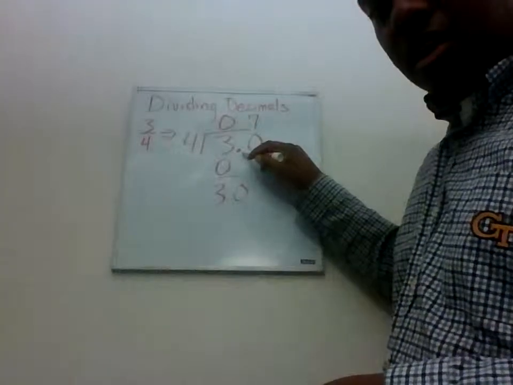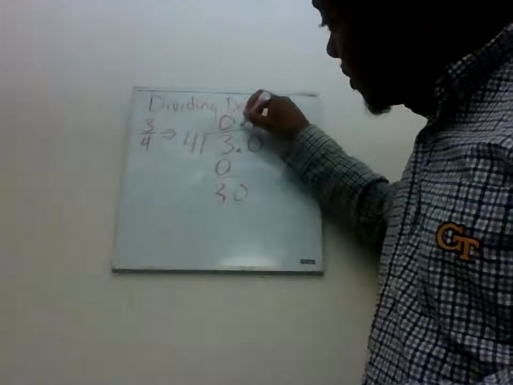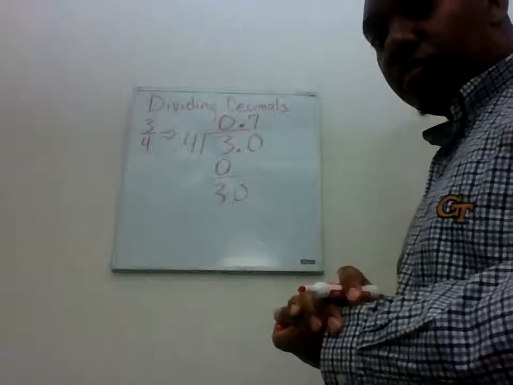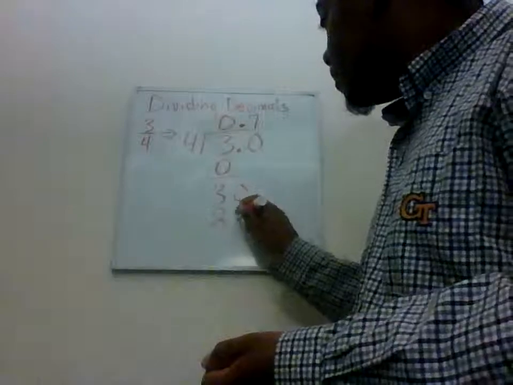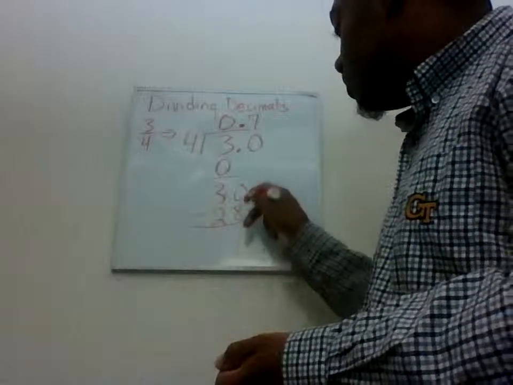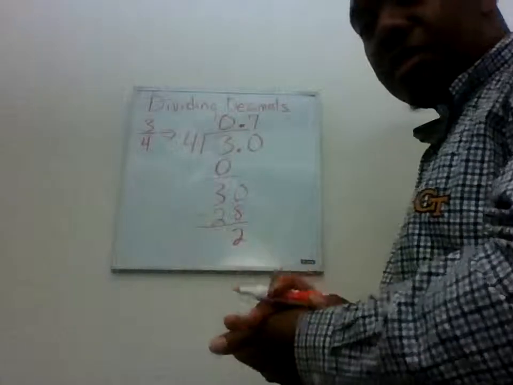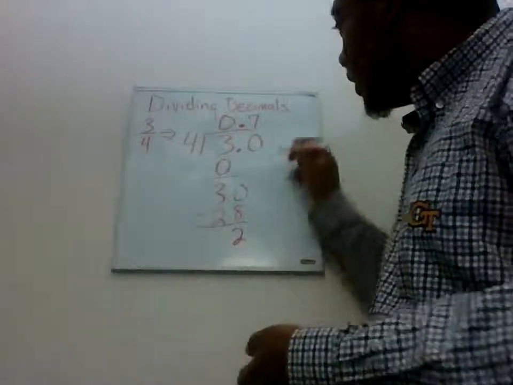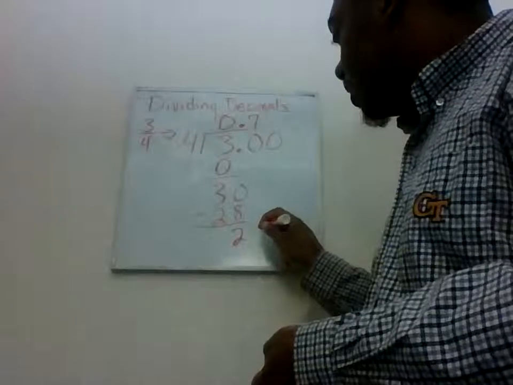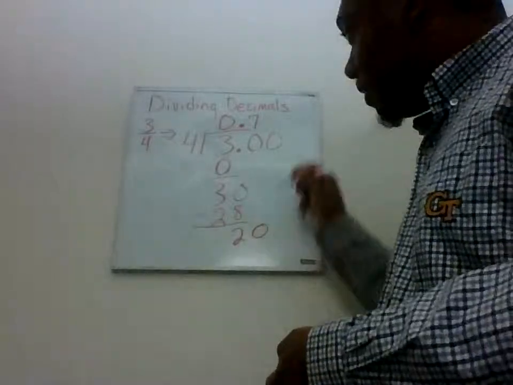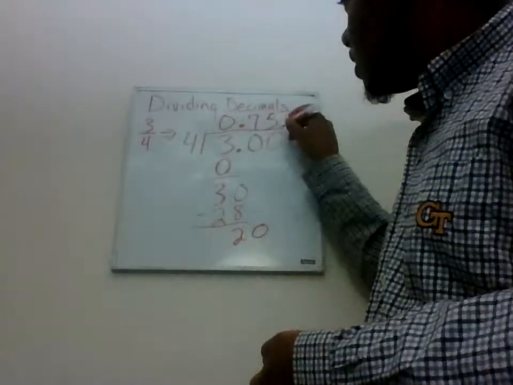But we add a decimal down here, so we must do the same up here. Okay, let's continue on. 7 times 4 gives us 28. We subtract those two. We end up with 2. And we can stop there. Now let's keep going. Add a 0 there. We bring that down. We get 20. 4 goes into 20 5 times.